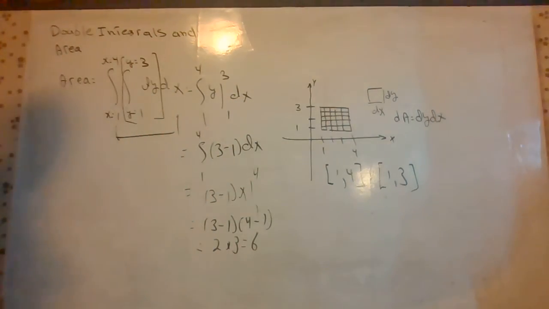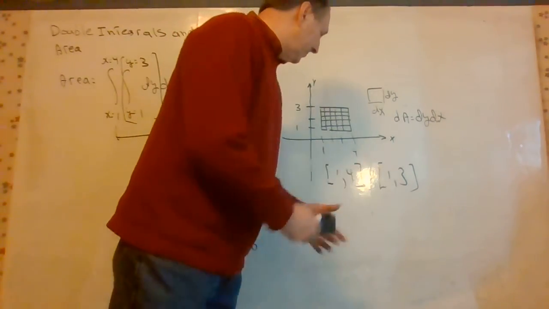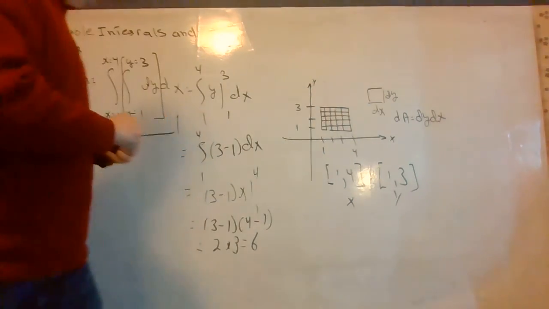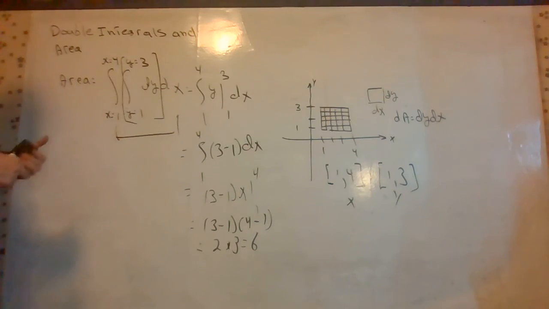So very easy if you have a Cartesian product [1, 4] times [1, 3]. Basically, this is x, this is y. It goes right to the x limits and the y limits, and then we integrate. So that's all for double integrals in area.